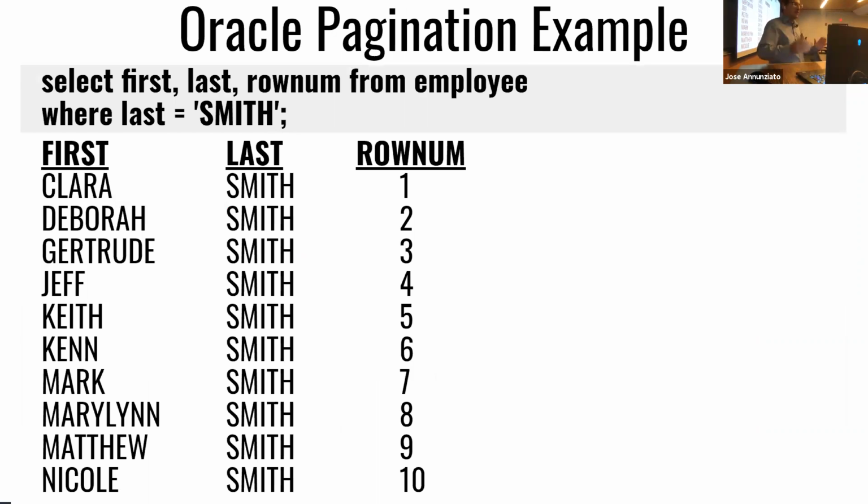So here's an example to illustrate the problem in Oracle. You have these folks, Clara, Deborah, they're all Smith, and the row numbers that come back. So select the first, the last, and notice that you can use row number itself as a field, that is calculated on the fly when it comes back with a query. And you can say first, last, row number where the employee last name is Smith. So there it is, you have the row numbers. There's 10 of them.